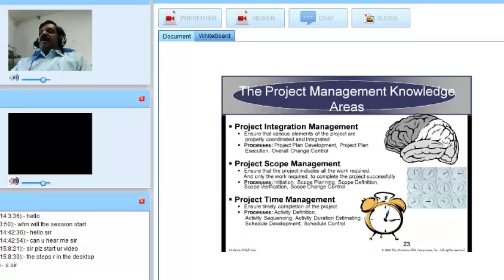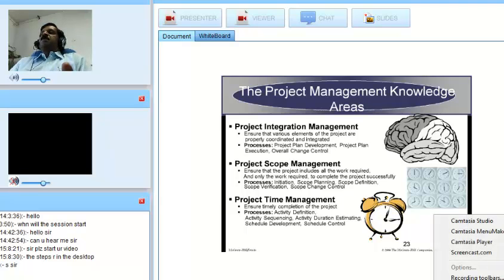So these are the project management knowledge areas. To start off with, project integration management. Project integration management talks about integrating individual components, ensuring that various elements are integrated and coordinated properly. And what are the process outputs? It could be project plan development, project plan execution, and overall change control.